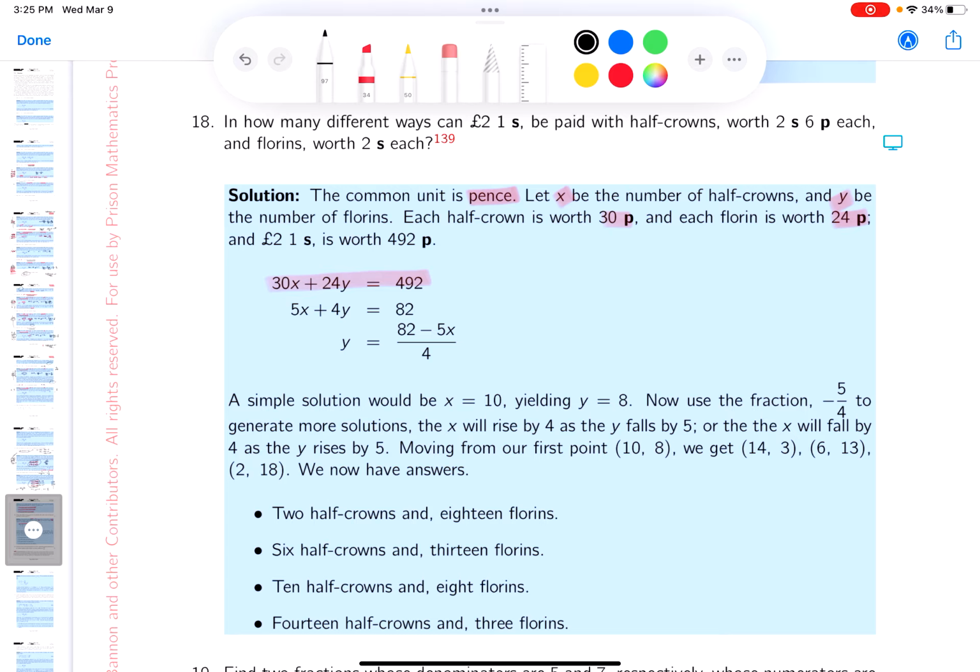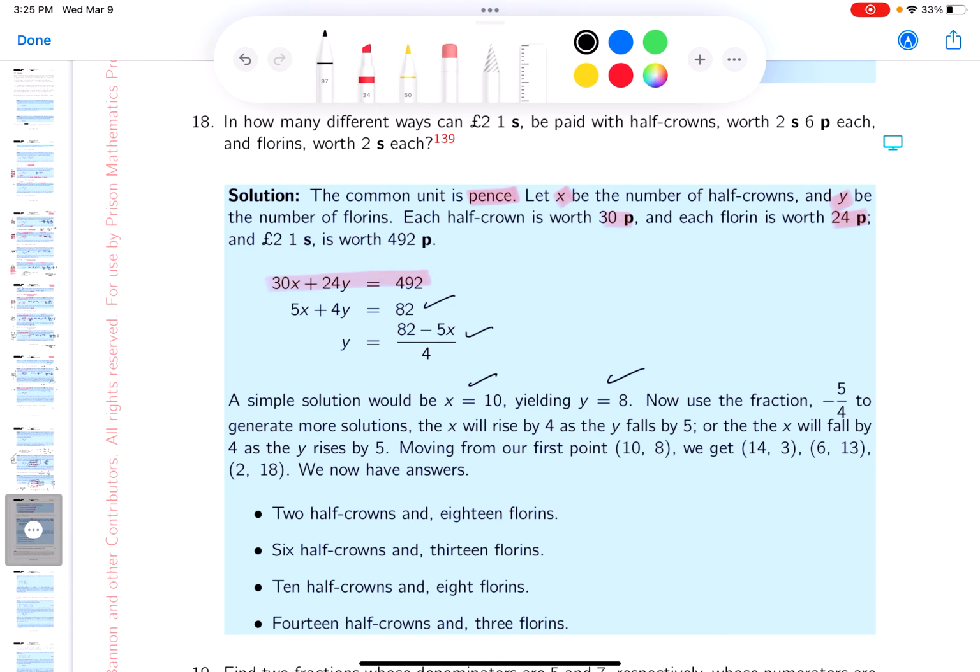But what do you do over here? I would reduce the complexity of the problem by dividing both sides by 6, and you would get this over here. And then I solve for y, and I look around to make it divisible by 4. One way to do it, let's see, 50, yeah, it looks like 10 would be a good choice. So x is 10, that would be 82 minus 50 is 32, divided by 4 is 8. So these look like good answers, all right?